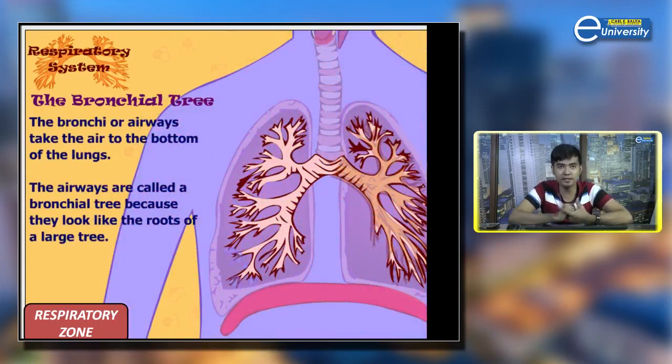Let's start with the bronchial tree. So the bronchi are airways that carry the air to the bottom of the lungs. The airways are called the bronchial tree because they look like the roots of a large tree.